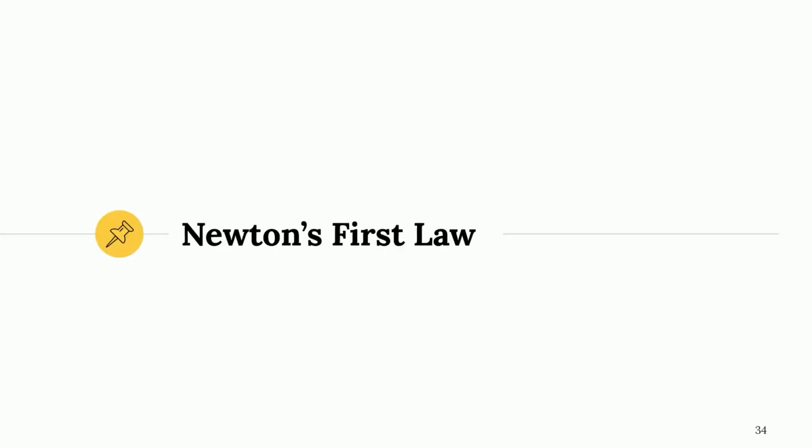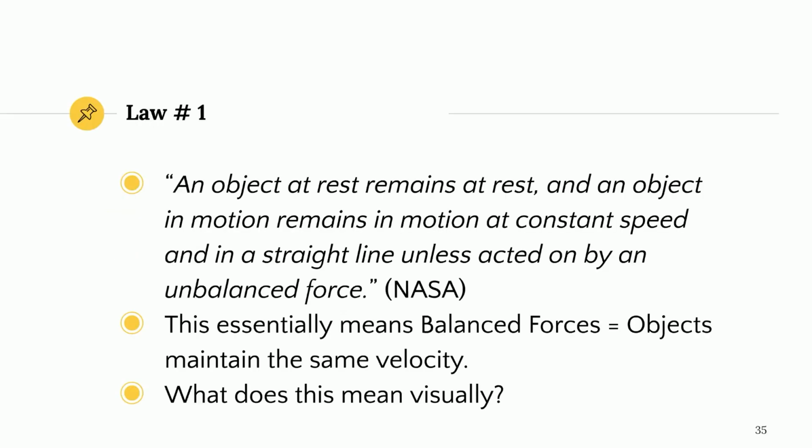So now, finally, we can go to Newton's 3 laws. Law number 1. An object at rest remains at rest, and an object in motion remains in motion at constant speed and in a straight line unless acted on by an unbalanced force. I stole this directly from NASA's website. They write better than I do. But in more plain English, this essentially means balanced forces equals objects maintain the same velocity.